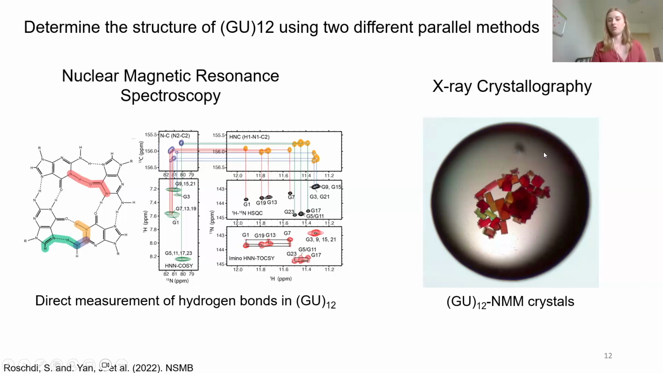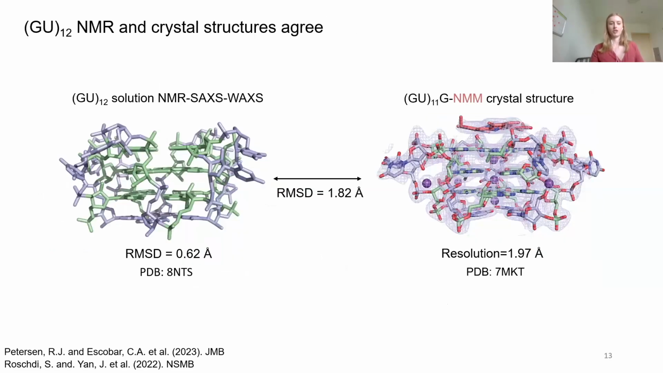Here I'm also showing you our crystals that we grew for X-ray crystallography. You'll notice they're this pretty red color, and that's because we utilized NMM, that small molecule I showed you, to help stabilize the structure and help us grow our crystals. So using both of these two methods, we were able to determine the structure of our GU12, our PUG fold. Here I'm showing you both of them, and the good news is that they agree.